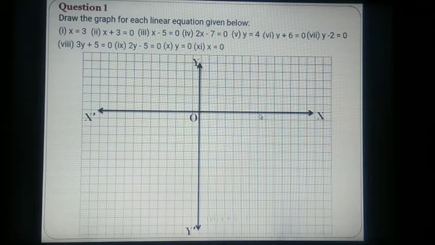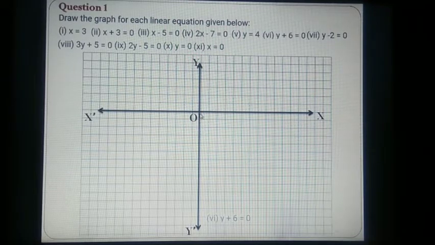Now next is number 6. Number 6 says y plus 6 equals 0. That means y equals how much? Minus 6. And we know that y equals k is the equation of a line parallel to the x-axis. The distance is minus 6, and we know that 2 boxes give me how much? 1.